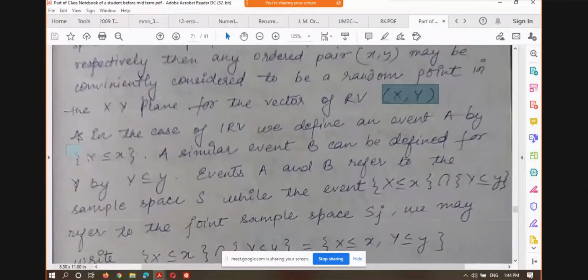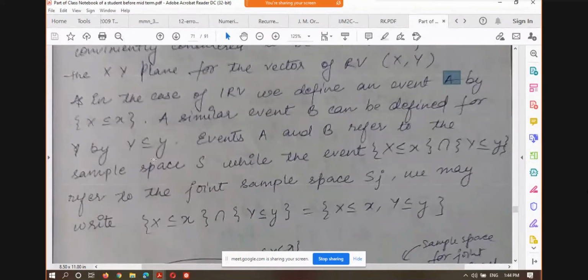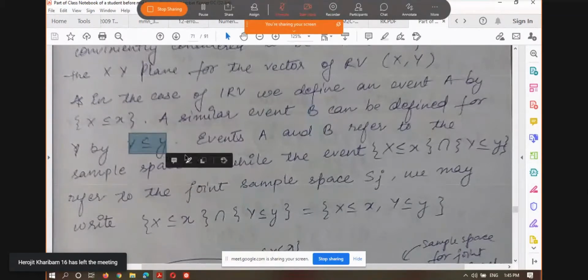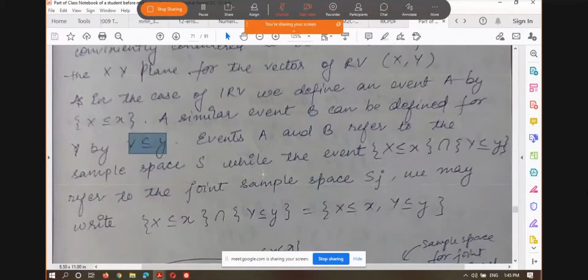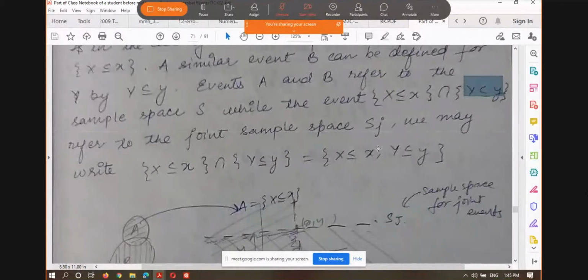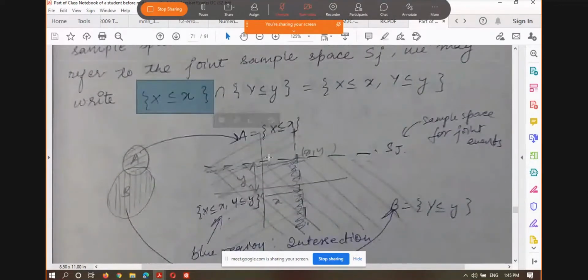So you know that in the case of one random variable, we define an event like this. A is the event X ≤ x. Similarly, event B can be defined as Y ≤ y. So the events A and B refer to the sample space S, while the event, this intersection, is referred to the joint sample space, and we will write it like this. And I already told you that if we have a comma in these kinds of events, it means it is actually intersection. So we will see this through this figure.